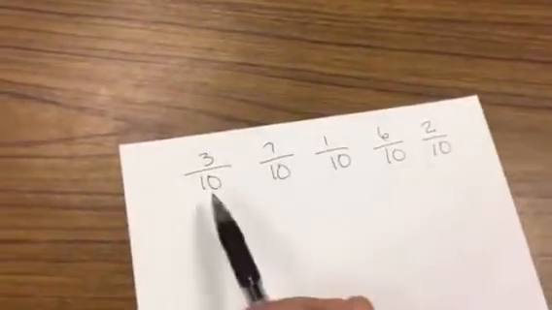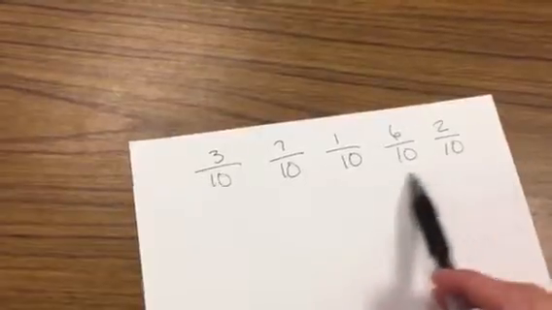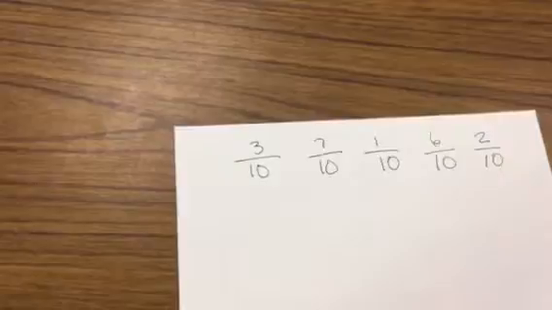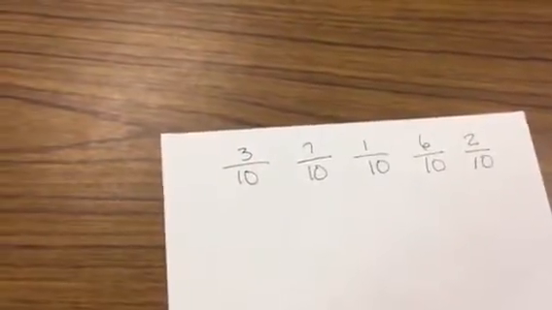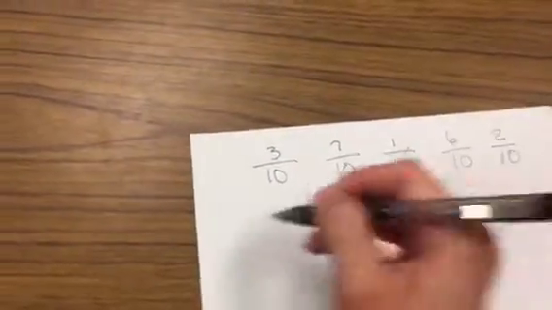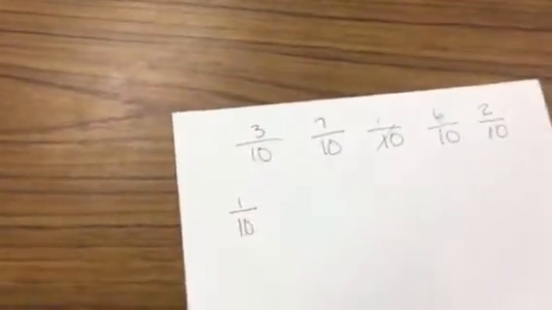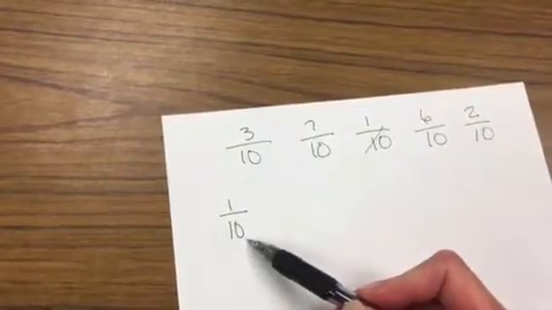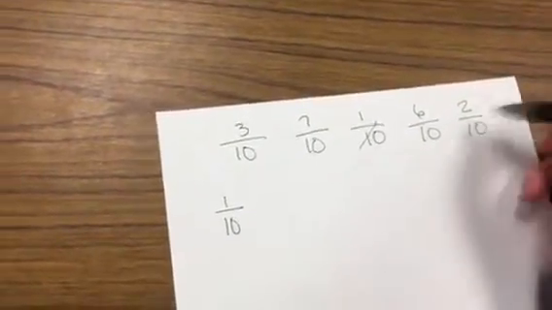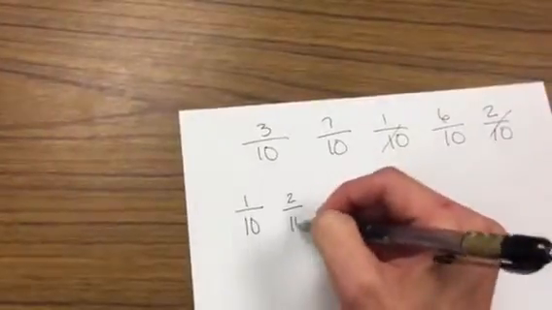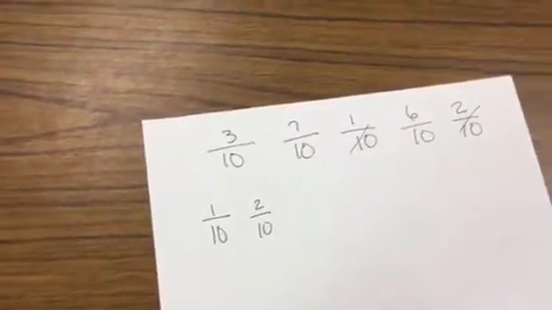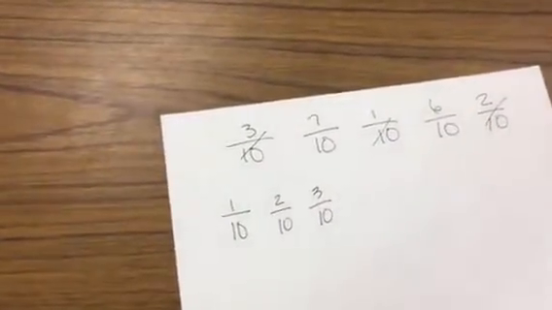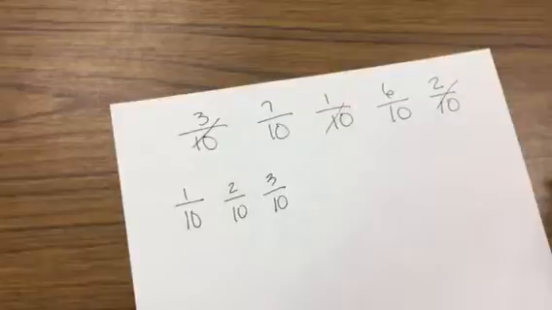Now when we know that they all have the same number of parts in their whole, then we just have to look at how many pieces each one has, how many of those parts we have. So our smallest one is going to be 1/10. That's going to be our least amount that we have because we only have 1 out of 10 pieces. Next would be 2/10 because here we have 2 out of the 10 pieces. And so next would be 3/10. We have 3 out of the 10 pieces.